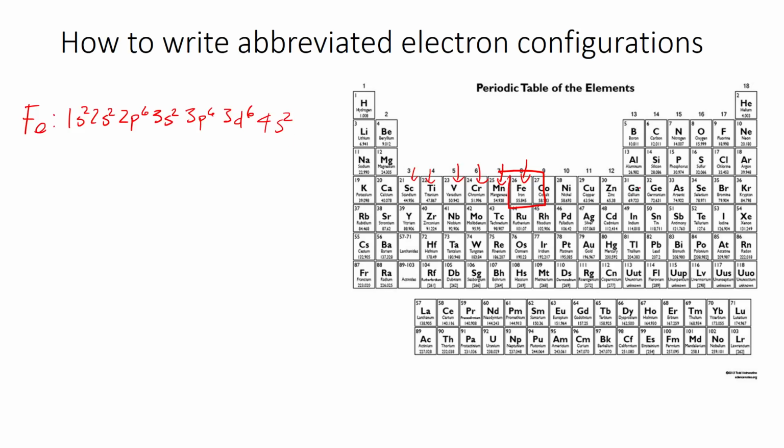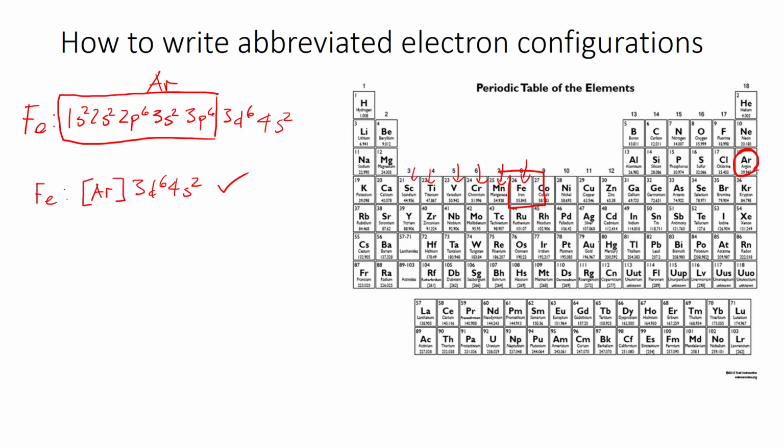That's so long, right? So there's a way to abbreviate it where we use the prior noble gas, which is argon. And argon is a 3p6. So instead of writing all this stuff, we write down argon. So a better way to write it is iron is argon 3d6 4s2. Easy. So that means we could do really big ones this way, right?